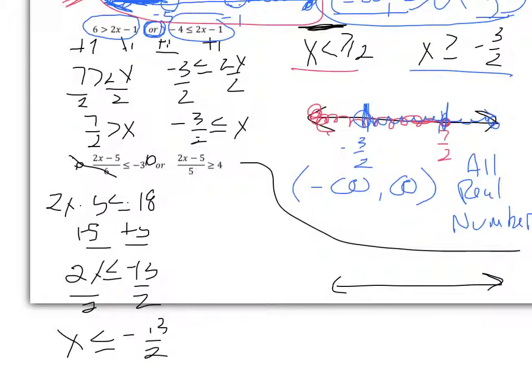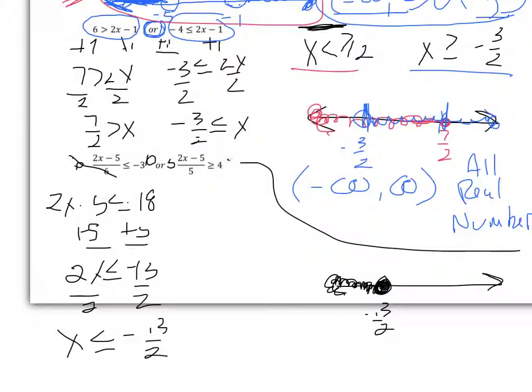So, circle negative 13 halves. We're shading to the, oops, and we want a closed circle because we have less than or equal to. So, that's looking good. So we have our negative 13 halves. X is less than that, so we're shading to the left here.